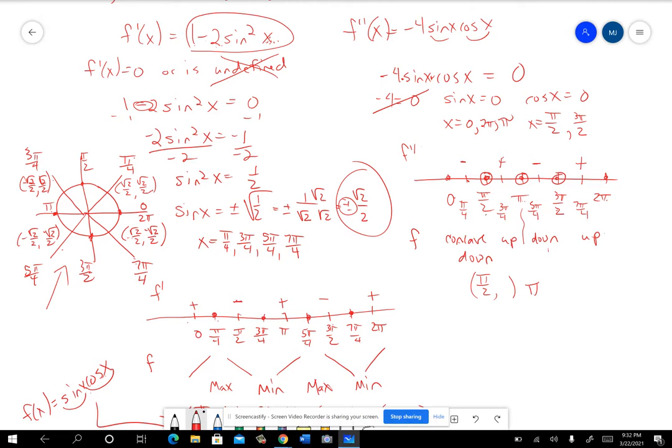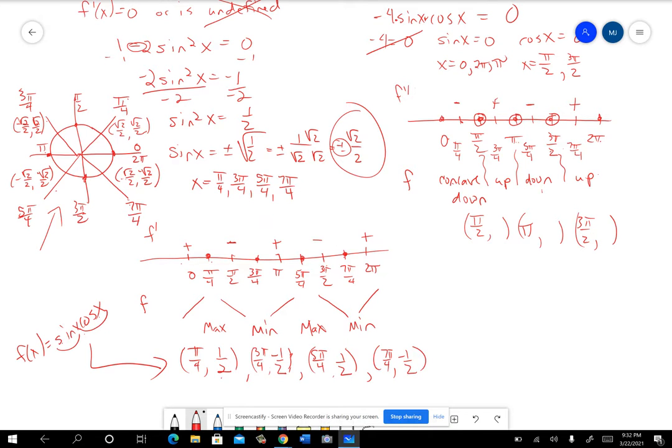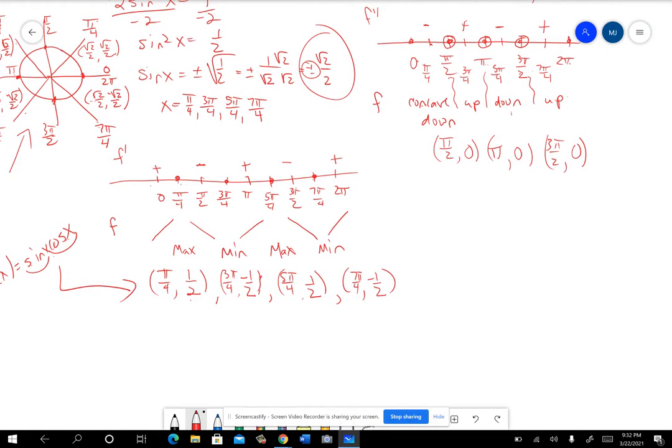goes from right here, right here, right here. So pi something, and then 3 pi over 2 something. And remember, when we plug into the something, we got to go to f. So that's the one that's sine, cosine. So sine pi over 2, cosine pi over 2. If you multiply those, you're going to get a 0 because cosine's 0. And with pi, sine is 0. So when you multiply sine of pi times cosine of pi, you're going to get a 0. And that 3 pi over 2 is also going to be a 0. Okay. So those are going to be points of inflection there. All right.